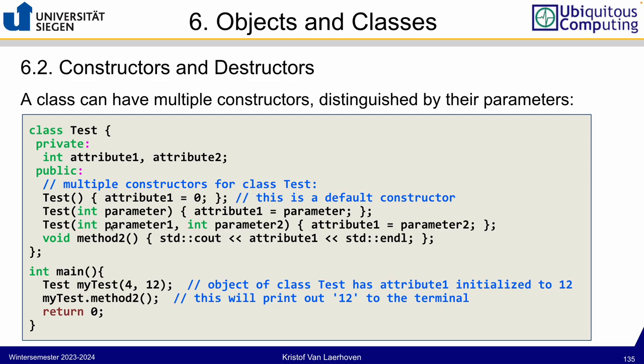And of course, the type of parameter also tells you. If you have one constructor with an integer and another constructor with a double, for instance, and you supply here a double constant, like 4.0, then it would know which constructor to call, namely the one where the parameter is a double, and not the one where the parameter is an integer.